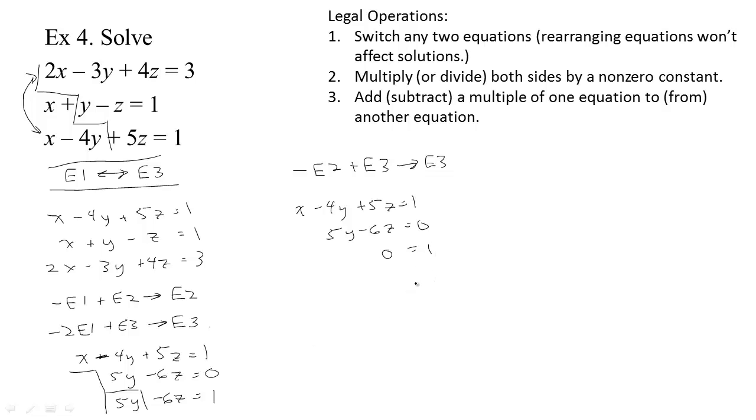You can see that we ended up with something that's never true, which basically means if equation 1 and equation 2 are satisfied, then it's impossible to satisfy equation 3. So there's not going to be any solution. This one is inconsistent.